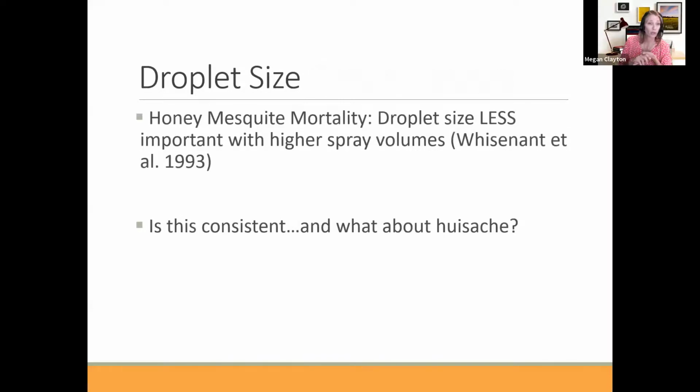So we knew from a study done by WisNet way back in 1993 that honey mesquite mortality showed droplet size was less important if you have higher spray volumes. We had trouble getting good coverage on plants like weesatch, and we were putting out 10 gallons of mix per acre instead of 4 or 5. I don't suggest you ever go under 4.